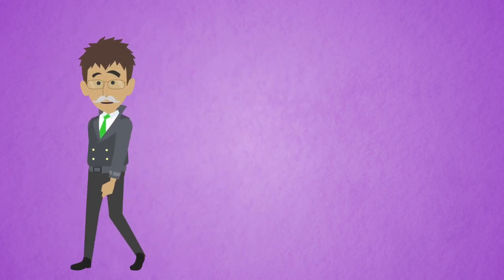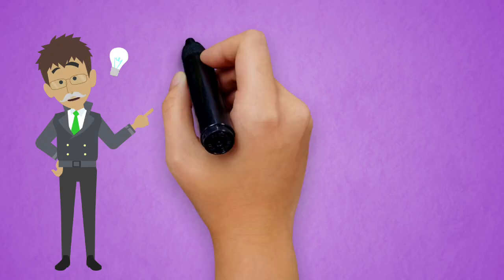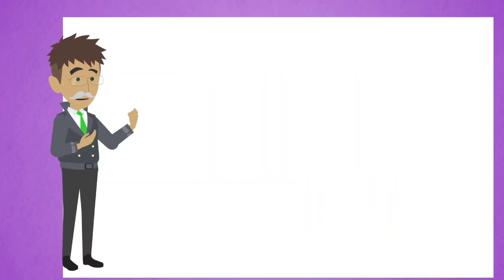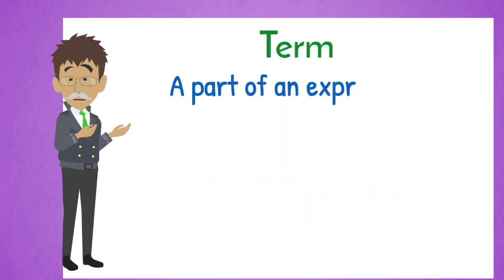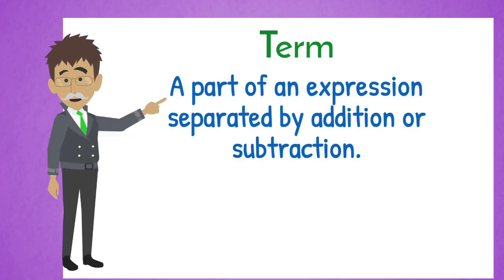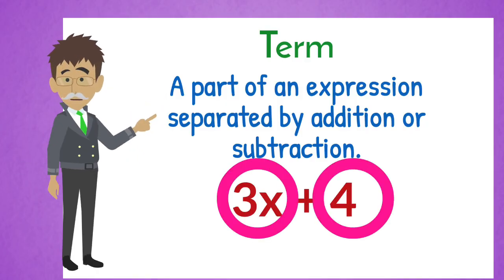Before we solve equations and inequalities, we need to understand the pieces that make them up. These building blocks help us read, write, and manipulate algebraic expressions correctly. Term: a part of an expression separated by addition or subtraction. In the example 3x plus 4, 3x and 4 are both terms.